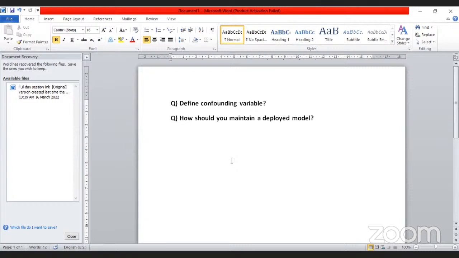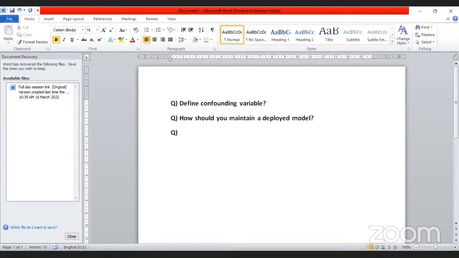Is it clear which steps we have to maintain a deployed model? Okay, just 4 steps: monitor, evaluate, compare, and then rebuild. These are the 4 steps required to maintain a deployed model. Now, on to the next question.